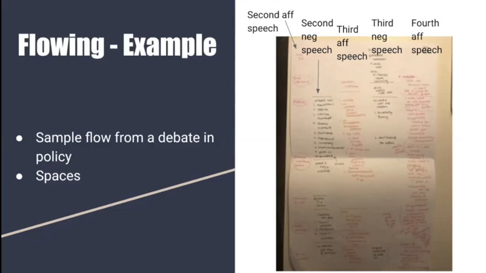You can see here that I allocated a lot of space for the fourth AF speech, and that is because I'm giving the fourth AF speech, so I like to put the most amount of space in it so I can actually write my arguments down, right? For the first few pieces of this paper, I'm just taking notes, but for this one, I'm writing it down, and then when I talk, I'm giving it straight off of my flow, which is why this has the most amount of space. So that's pretty much the basics of flowing.